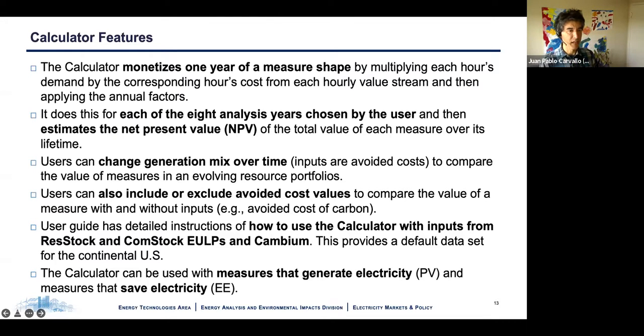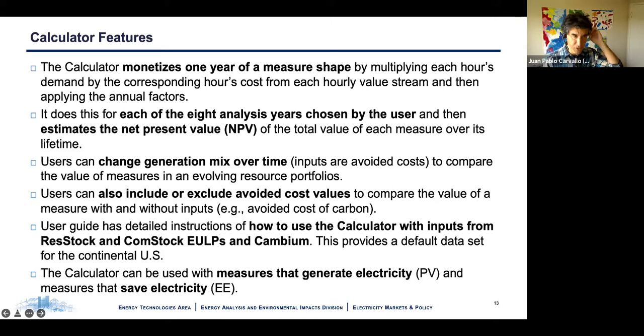We developed a pretty thorough user guide, which you may have taken a look at and downloaded already. It comes with the calculator, and among other things, the user guide details how to populate the calculator with available data from ResStock and ComStock end-use load profiles, and from the Cambium dataset. All of these were developed by NREL, the National Renewable Energy Laboratory. And this provides a default data set for the continental US. So essentially, after you download the calculator, which is an empty vessel as is, to make it more portable and more flexible, you have clear instructions on how to download ResStock, ComStock, and Cambium data as needed, and you can get going pretty easily with publicly available data for basic analysis.